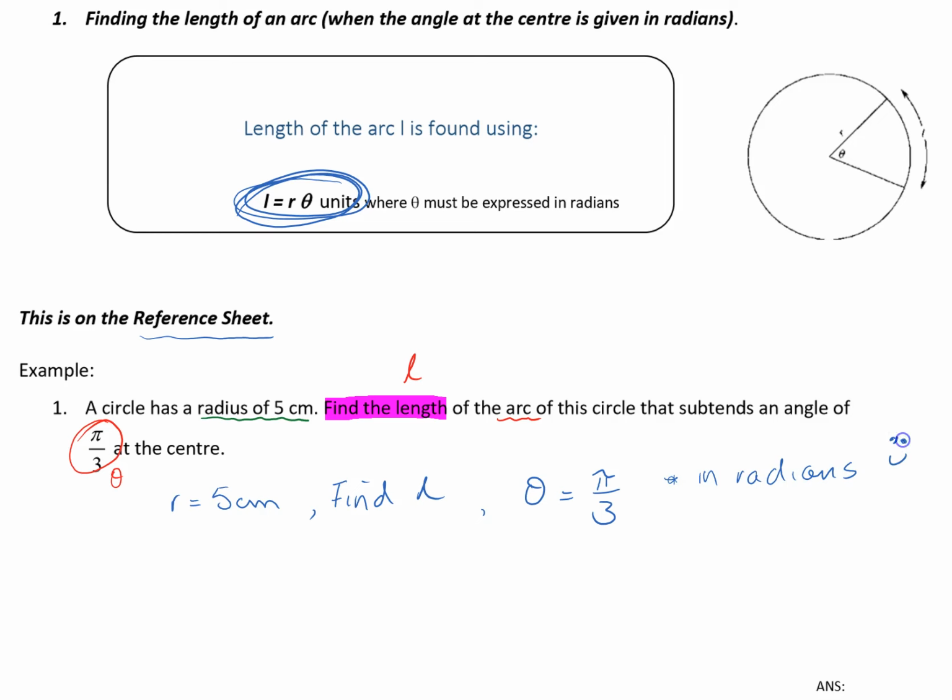Because for me then to use the formula, L equals R theta, I don't have to make any adjustment. Therefore, L is equal to the radius was 5. Theta is pi on 3, which gives us L is 5 pi on 3 units, which are centimetres.